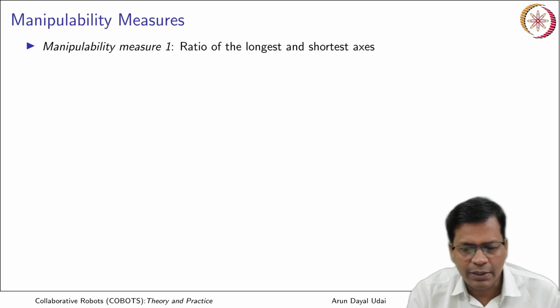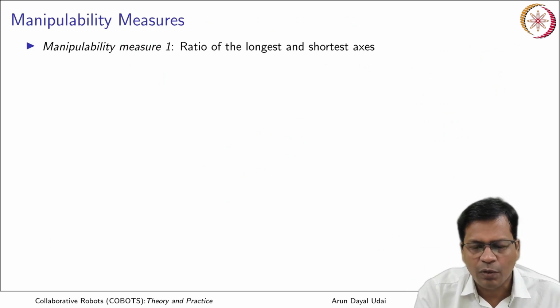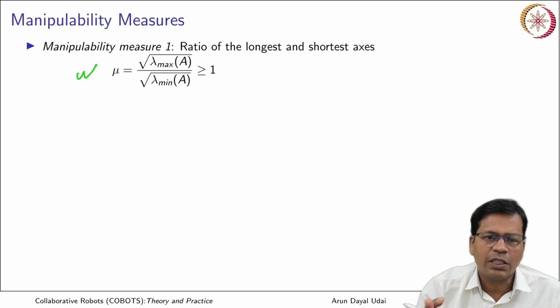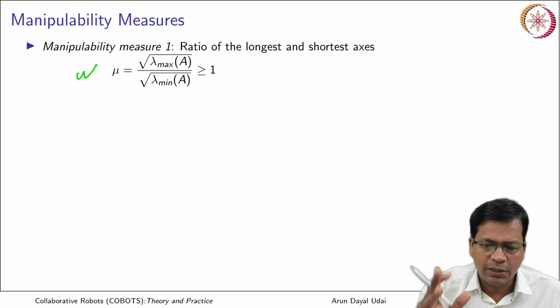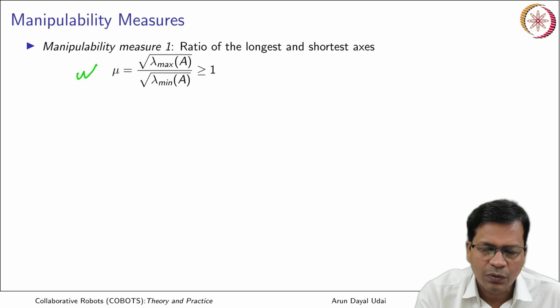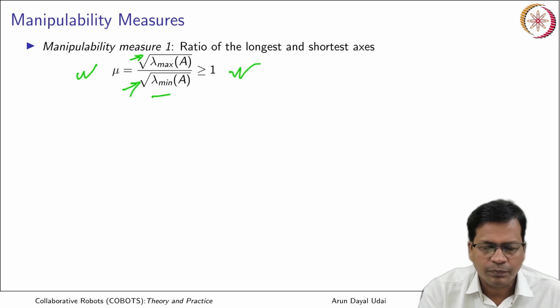So there are many other measures for manipulability. Measure 1 is the ratio of the longest to the shortest axis. So it can directly be derived from the velocity ellipsoid maximum and minimum axis sizes. Okay, so square root of lambda max over lambda min. So these are the dimensions of those axes, and it should be greater than 1 normally.